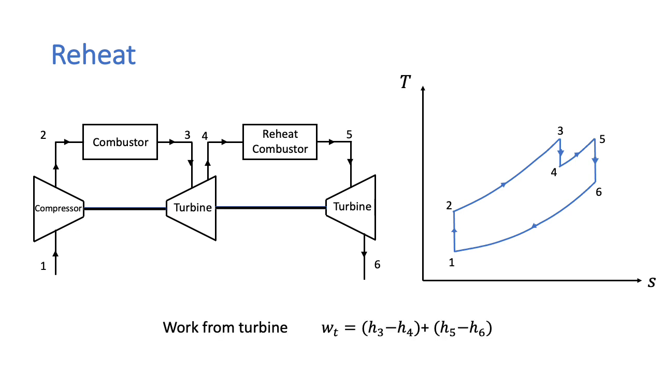The total amount of work that we have got from the combined 2 turbines is H3 minus H4 plus H5 minus H6. The advantage of using reheat rather than a single turbine is that to get this much work, we would have had to raise the temperature very high. Now we have managed to increase the amount of work that we get without increasing the maximum temperature that the turbines see.